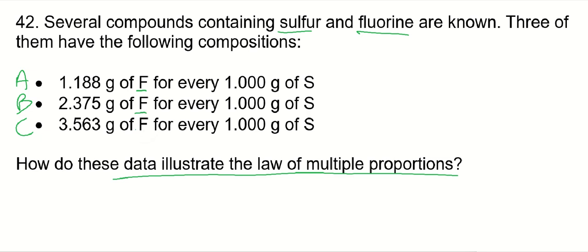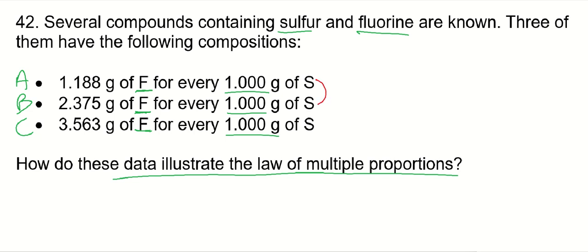The ratios of one of those elements, in this case fluorine, when the other one is constant, like 1 gram, can always be reduced to a simple whole number. So we're going to illustrate that using this data. Let's choose a different color, and go from there to there.